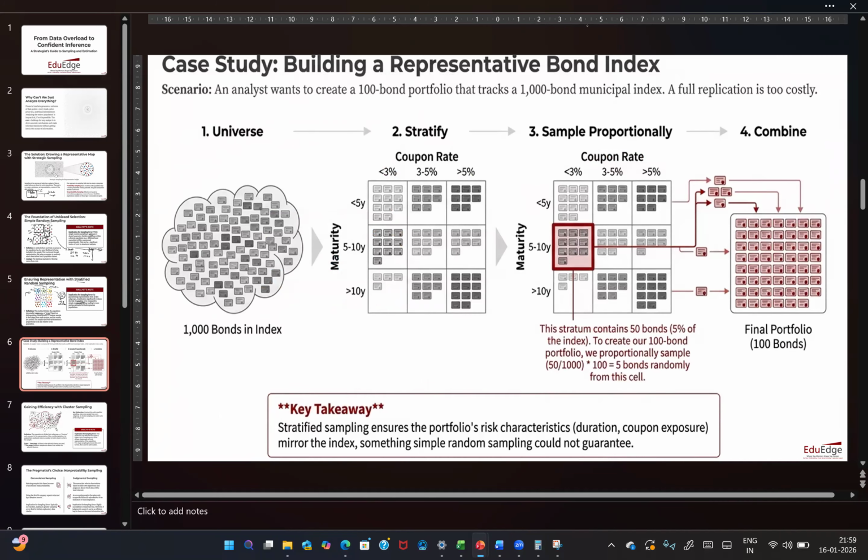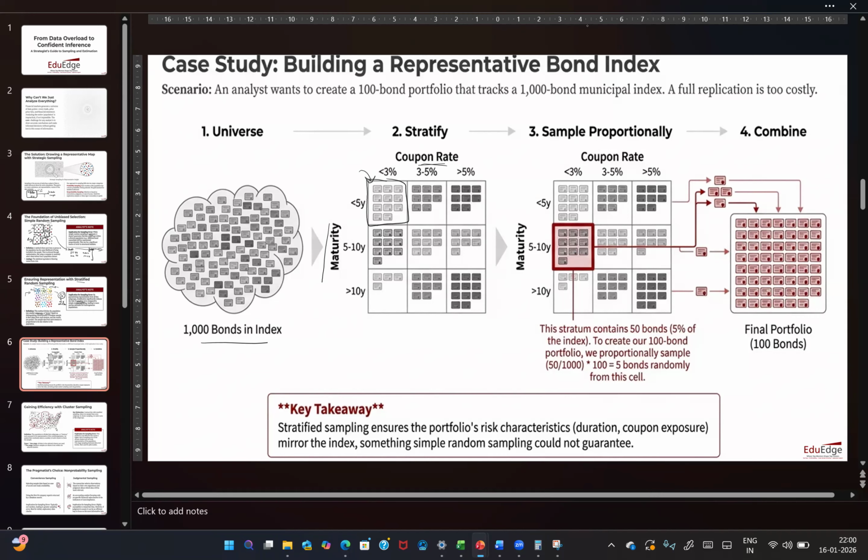An example here is, suppose you have 1,000 bonds in a bond index. Yeah. So first we stratify. To stratify, we need to first divide the bonds into various groups. So here we create two axes. For instance, one is based on coupon rate and the other based on maturity. So for instance, the first cohort here is having a coupon less than 3% and maturity less than 5 years. So short-term bonds having lower coupon rates is this.